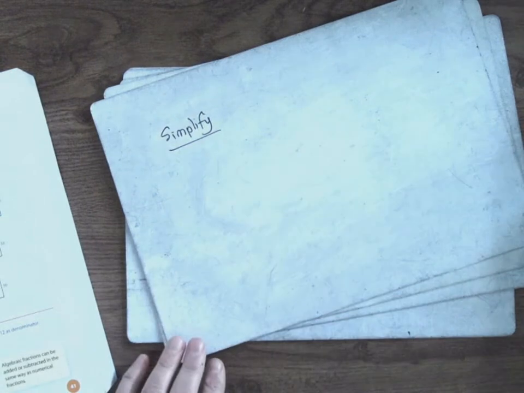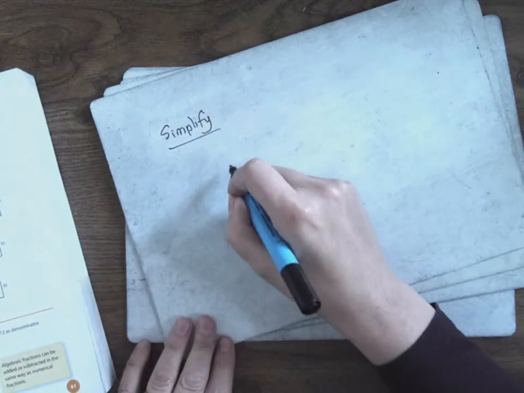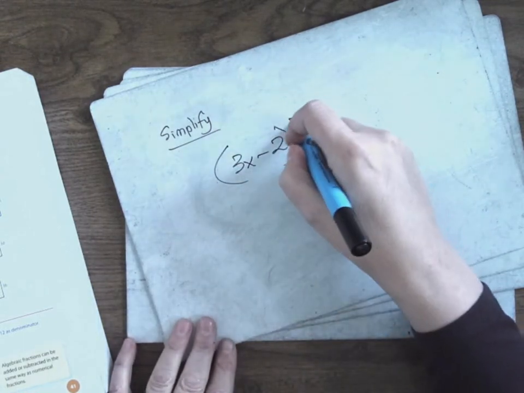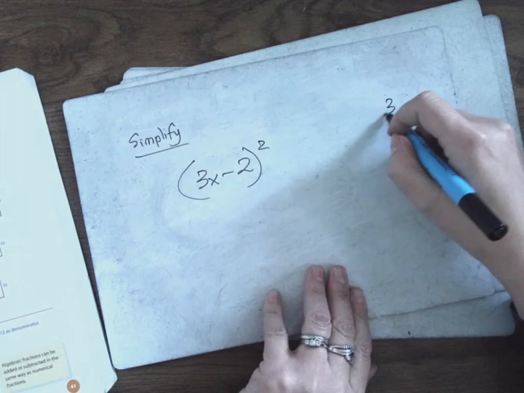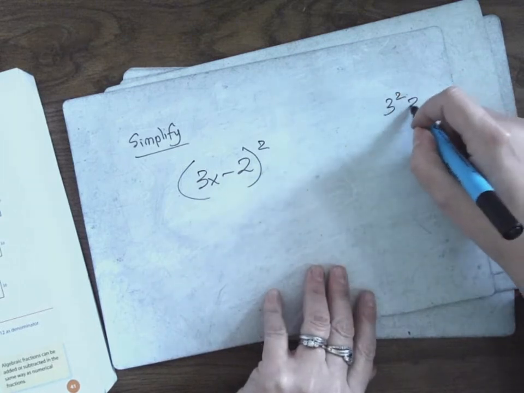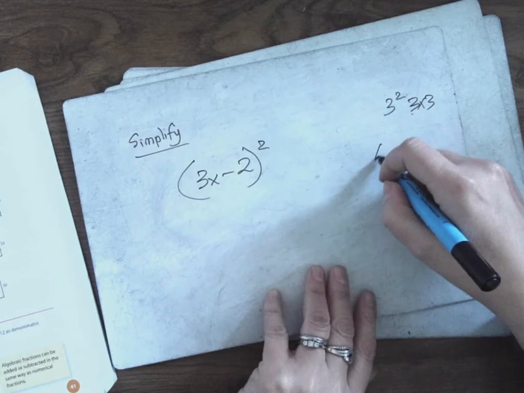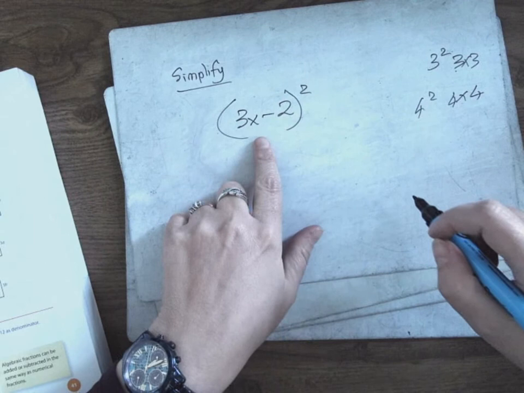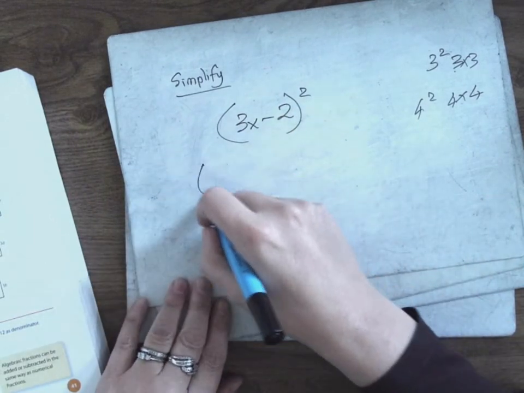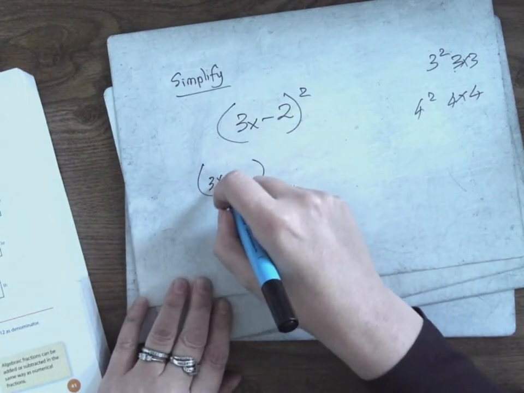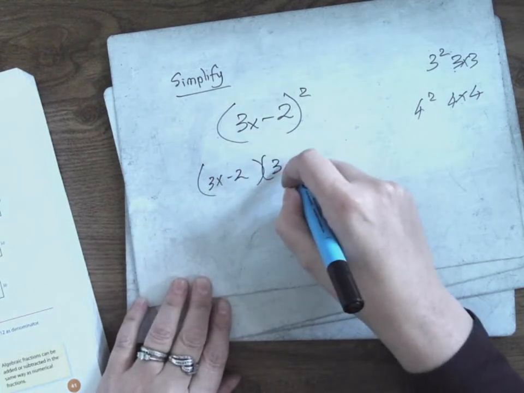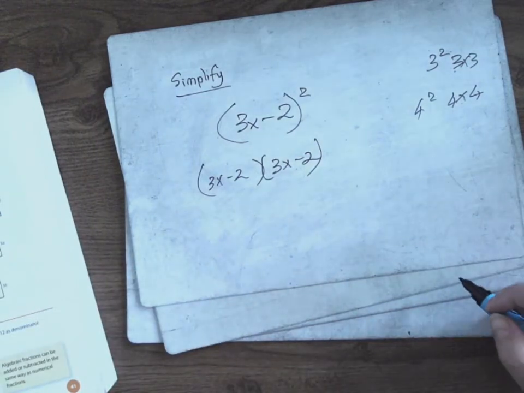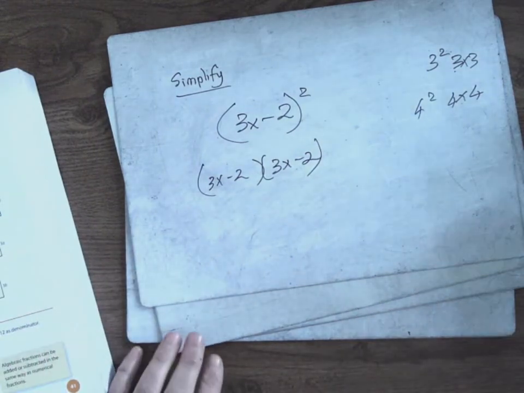Sorry, before we leave that, if I asked you to do something like 3x minus 2 to be squared, before we talk about that, what does 3 squared mean? 3 by 3, doesn't it? What does 4 squared mean? 4 by 4. So it means multiply it by itself. So what does 3x minus 2 squared mean? It's 3x minus 2 multiplied by 3x minus 2. Agreed? And then it's just multiplying out brackets like before. So we're okay with that? We don't need to do it, do we?